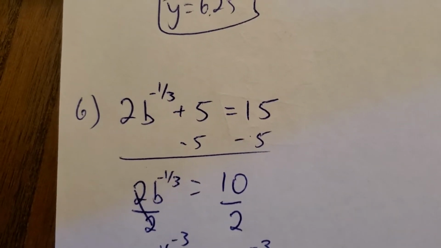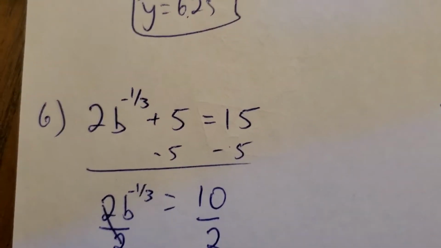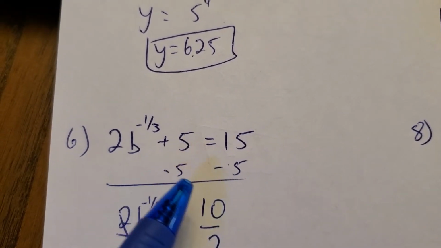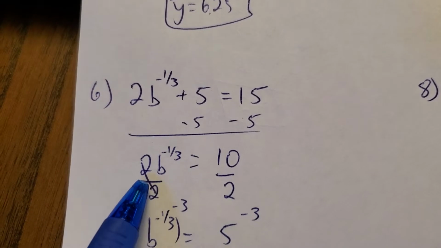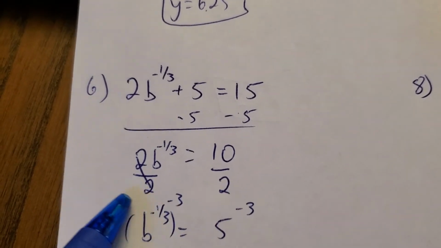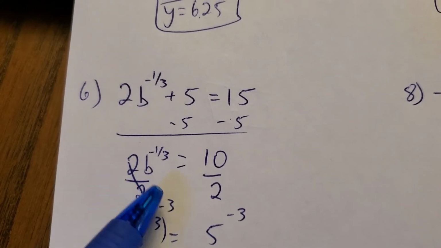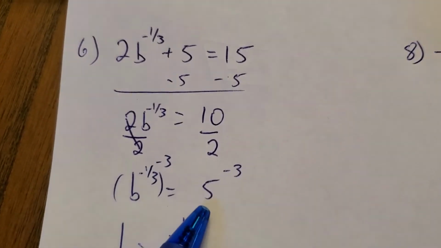Number 6, we have 2b to the negative 1/3 power plus 5 is equal to 15. We've got to get this b to the negative 1/3 power isolated. So first we subtract 5 from each side. We get 2b to the negative 1/3 power is 10. Divide both sides by 2 because only the b is being raised to that power, not the 2b. So we divide both sides by 2. We get b to the negative 1/3 is equal to 5.